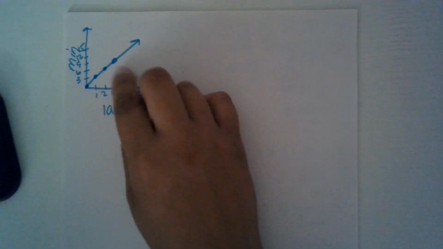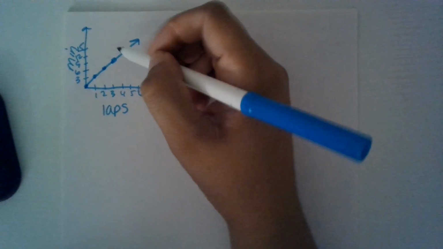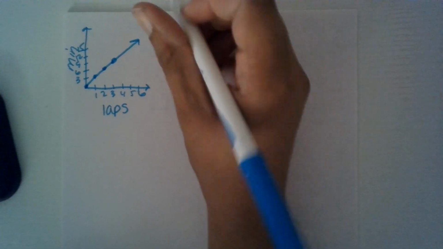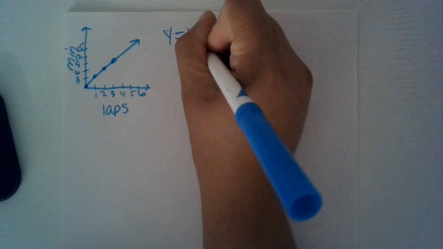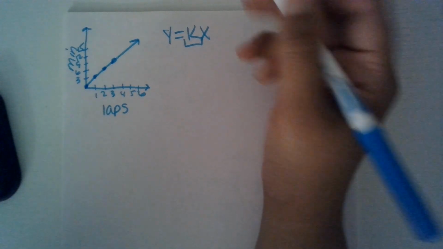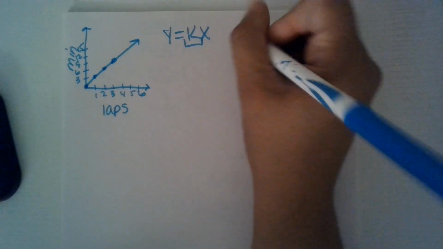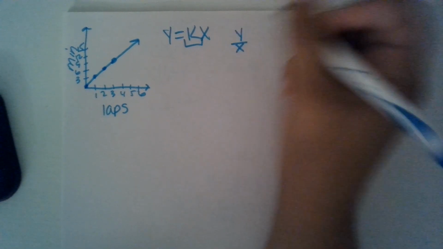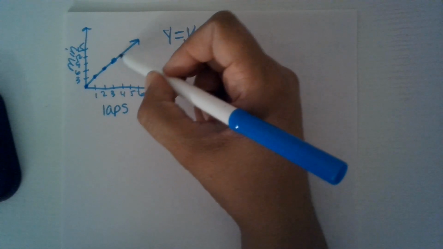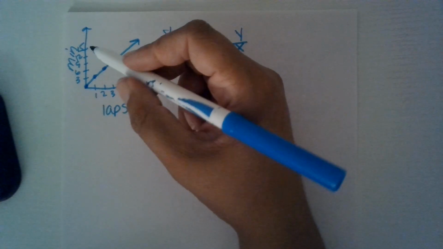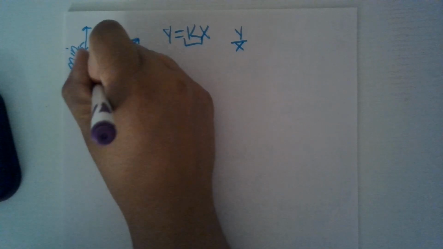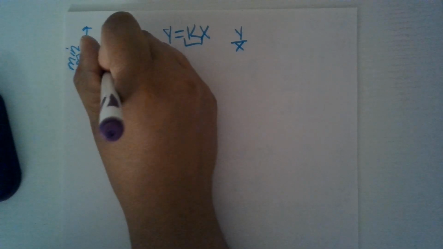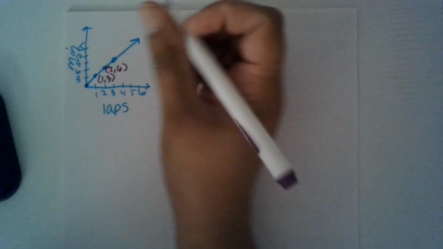When you're given a graph, here's your laps, here's your minutes, but I want an equation describing this scenario. You need to keep track. Your equation still has to look like y equals kx, meaning you need to find k. Well, how do you find k again on a graph? Y divided by x. I could pick either point on here. I don't really care. The easiest one is whenever your point has an x coordinate of 1. That usually helps out the most.